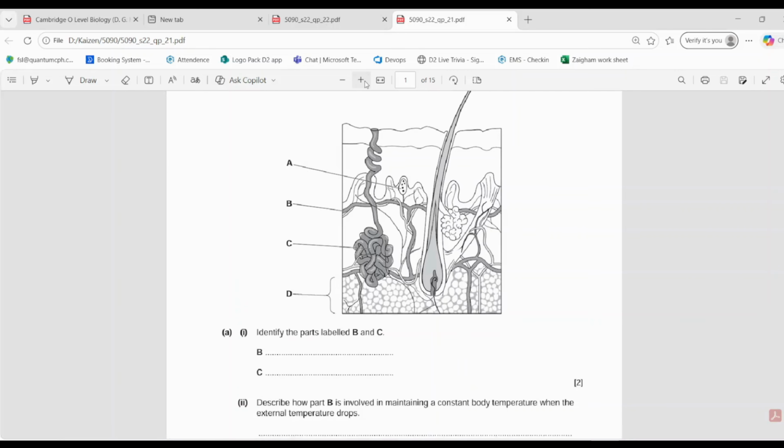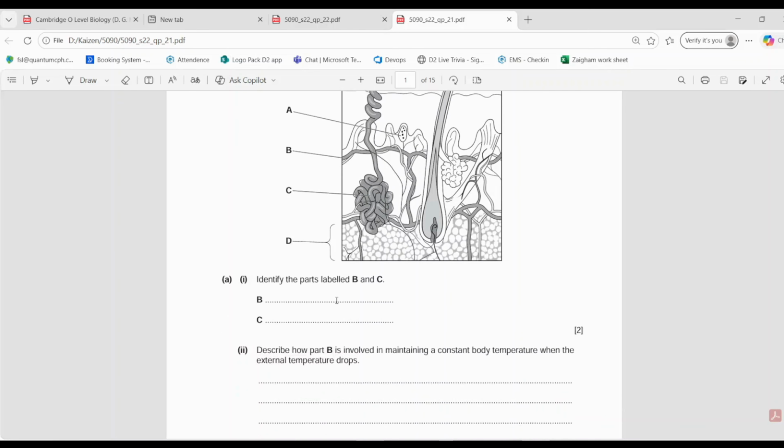Blood vessels. So B is the blood vessel and C is sweat gland. Okay, what is D? The adipose tissue. Correct.